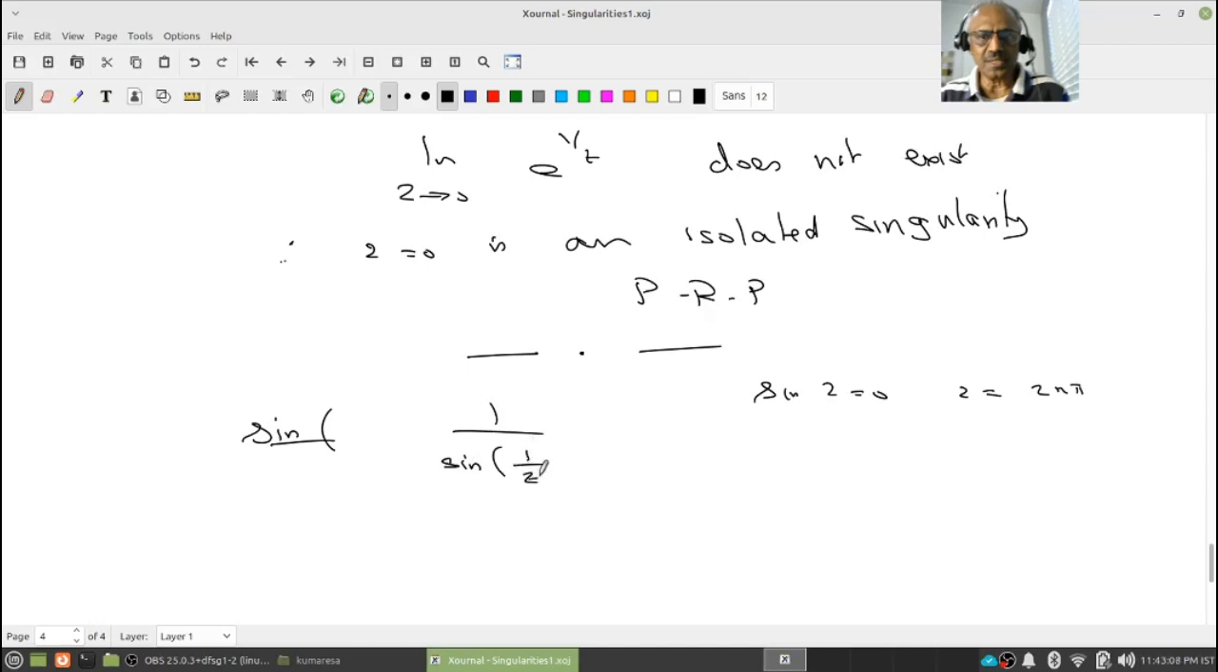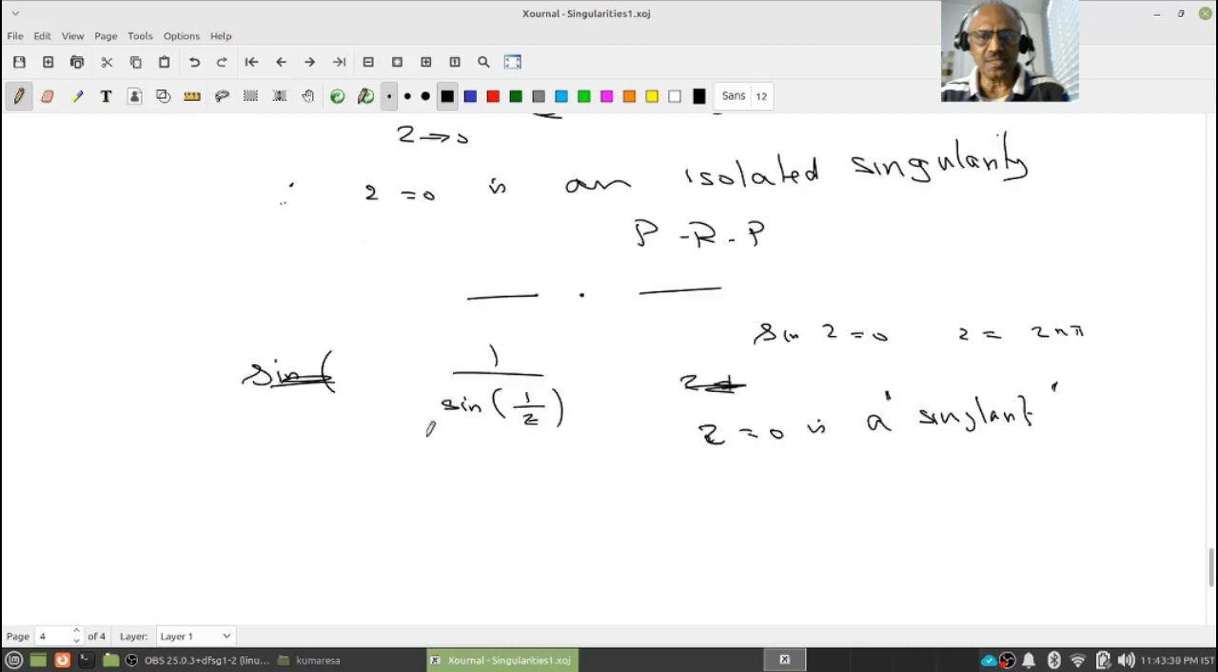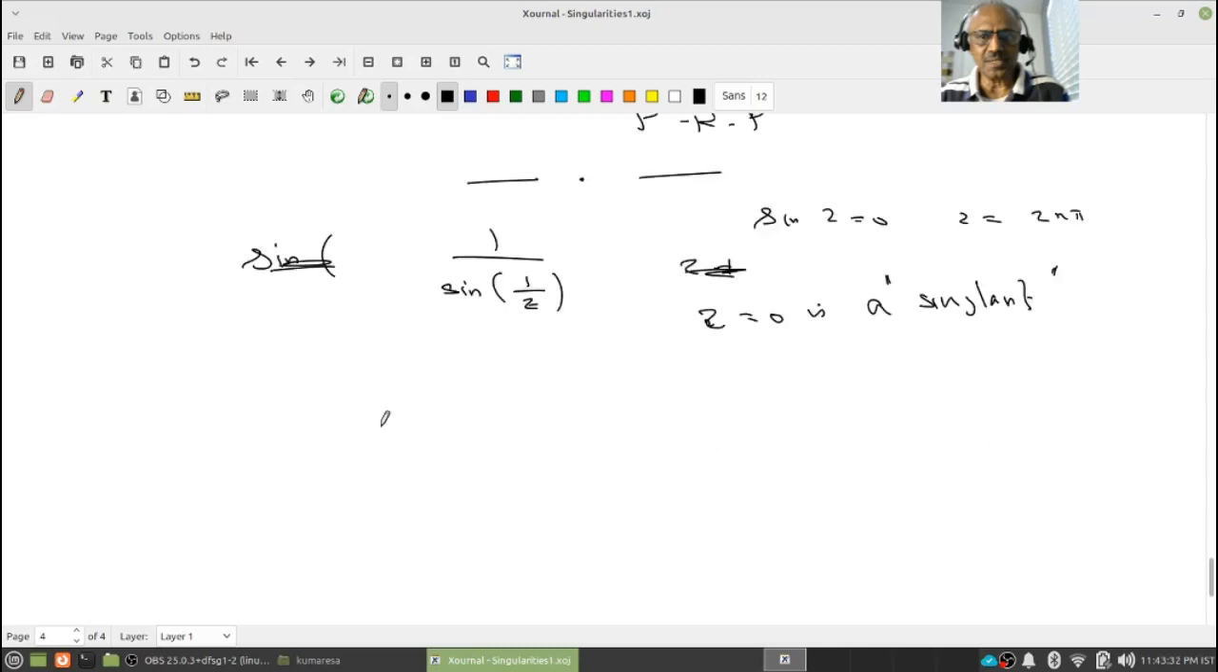Sine of 1 upon z. Now z equal to 0 is a singularity. What do I mean by singularity? I do not know how it is defined, because sine of 1 upon 0 I do not know how to define, so I am calling it a singularity. I have not defined that anyway, intuitively.